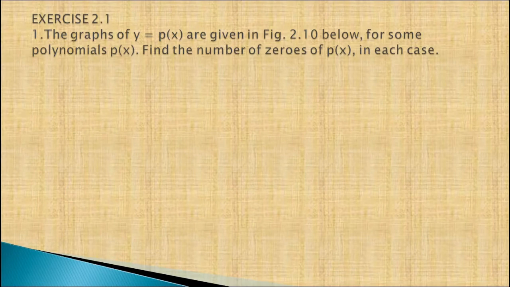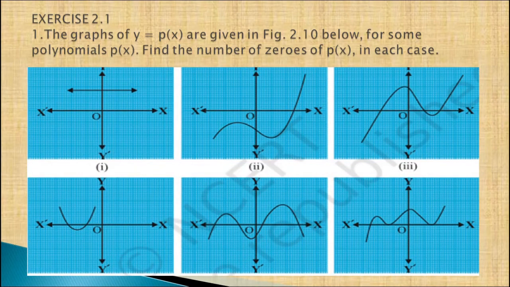Exercise 2.1. The same question just like the previous examples. The graphs of y equal to p(x) are given in figure 2.10 below for some polynomials p(x). Find the number of zeros of p(x) in each case. As we already know, to find the number of zeros on the graph, we have to check how many times the graph has intersected the x-axis only. No need to see how many times the graph has intersected the y-axis.